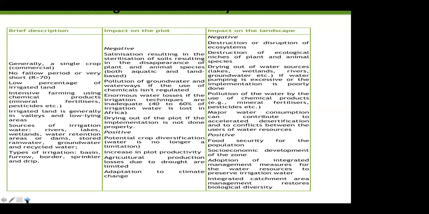There is drying out of the plots if the implementation is not done properly also. So what are the positive impacts of this system on the plots level? There is potential crop diversification, and you are able to grow throughout the whole season, whether dry season or whether there's rain or there's no rain, you're able to grow, and that means it increases agricultural production, which we might otherwise lose during the drought period.